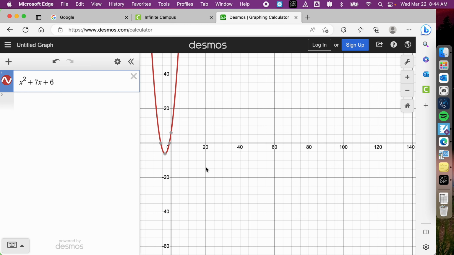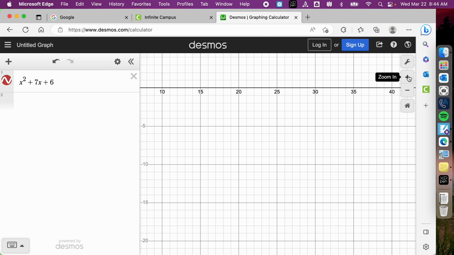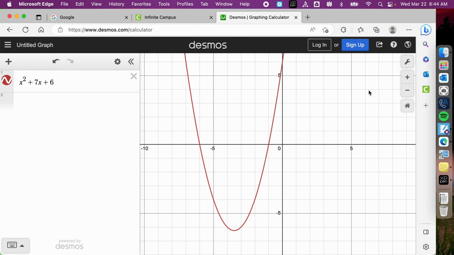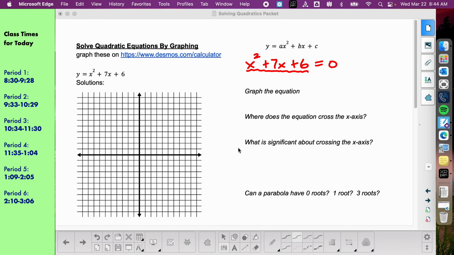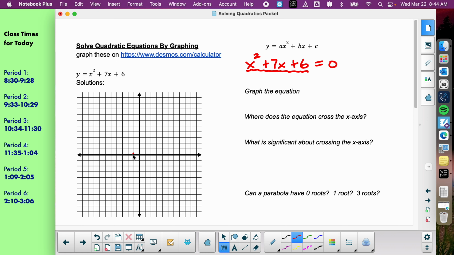Okay, so I've got this. I'm way zoomed out. So I get this once I plug it in. For me to find out the answers from this, I'm going to click on it, and I'm going to see that it crosses at negative 1 and negative 6. So in my notes, I'm really only focused on where it crosses. So negative, okay, now I got to try to read this. Negative 1, negative 6, 1, 2, 3. I think that's negative 6.